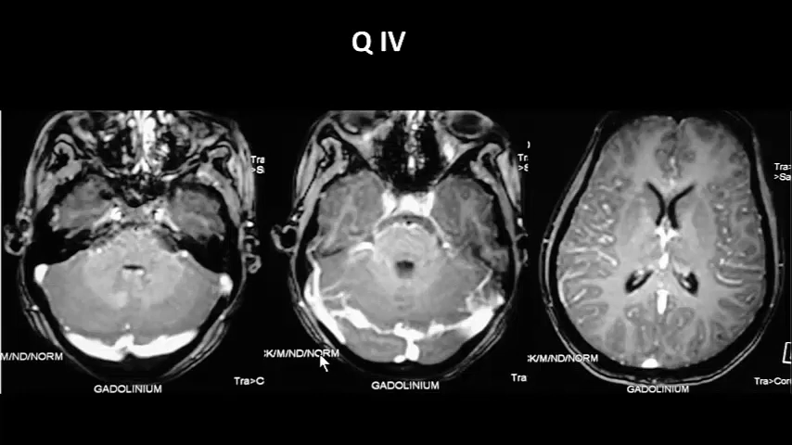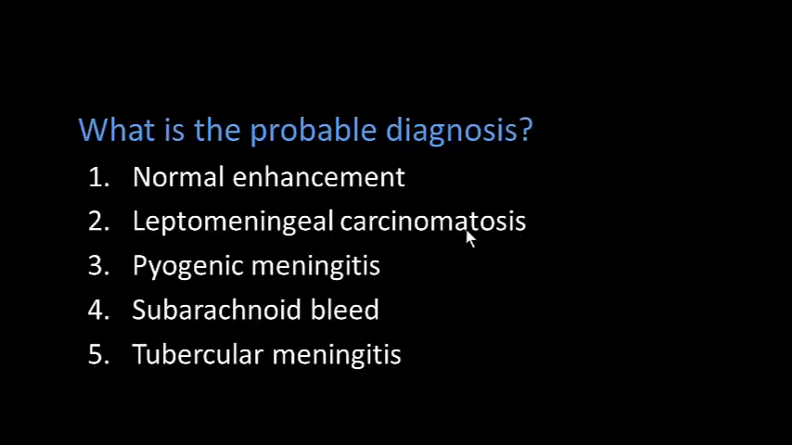And the last question in this series is that this is a contrast enhanced MR. And what do you feel? Is it a normal enhancement, leptomeningeal carcinomatosis, pyogenic meningitis, subarachnoid bleed, or tubercular meningitis? I'll come back again to all these questions after I take up the next topic.